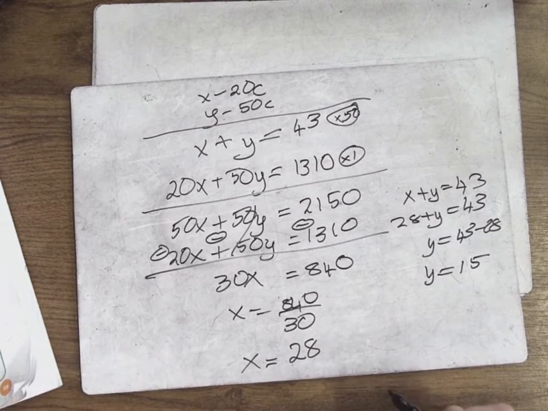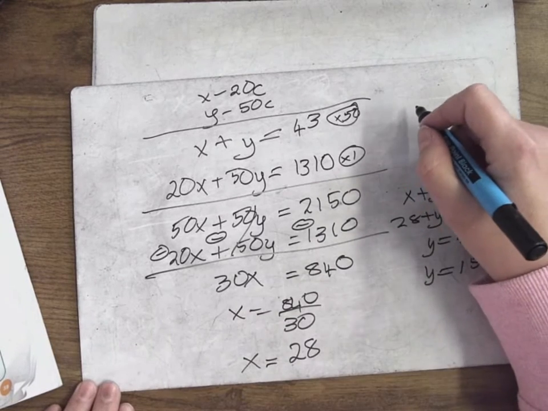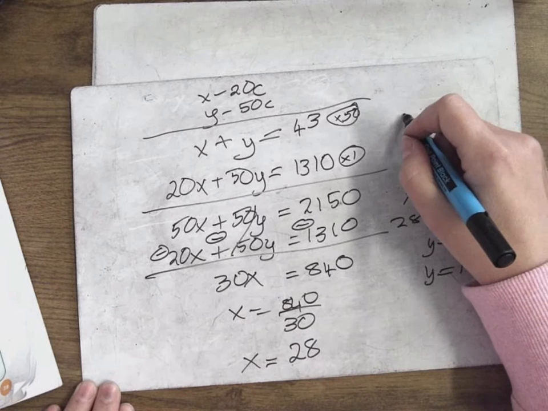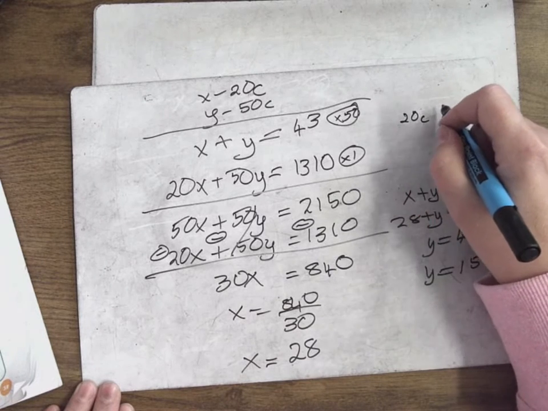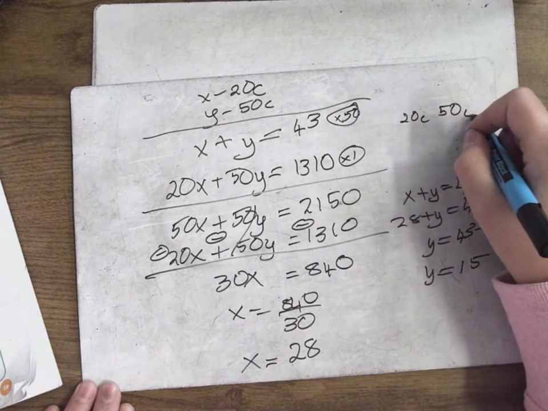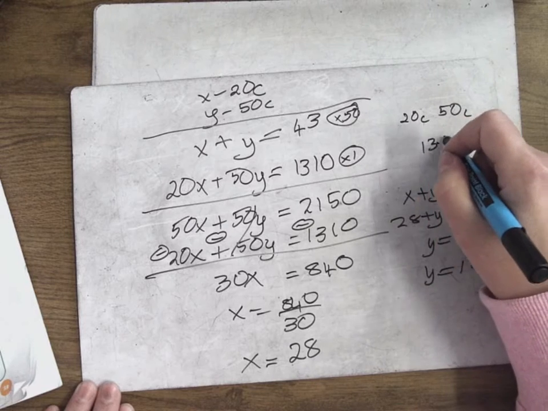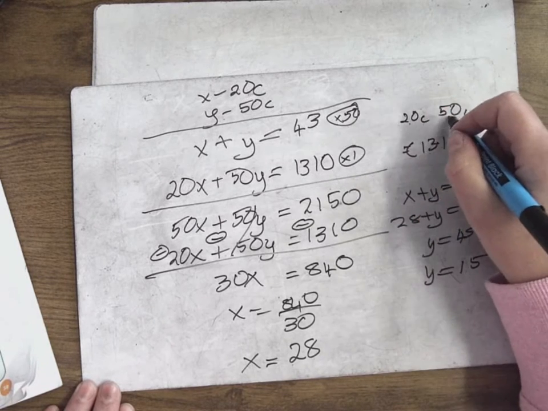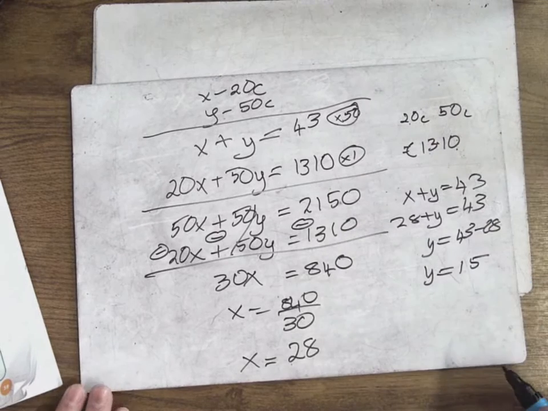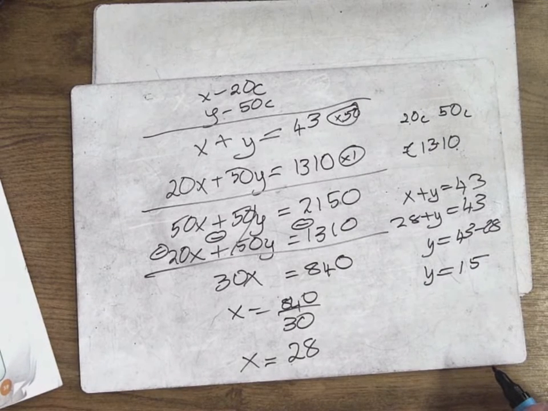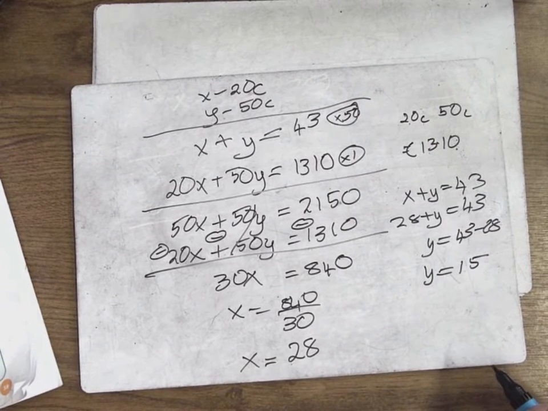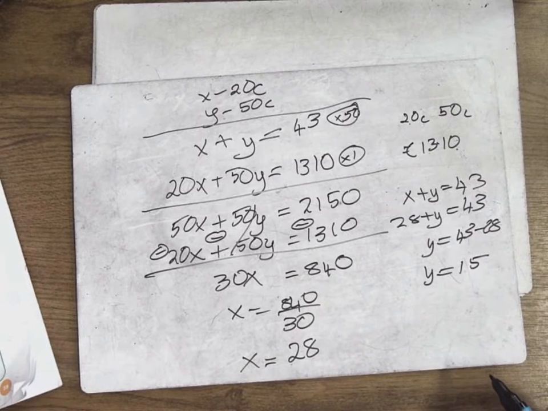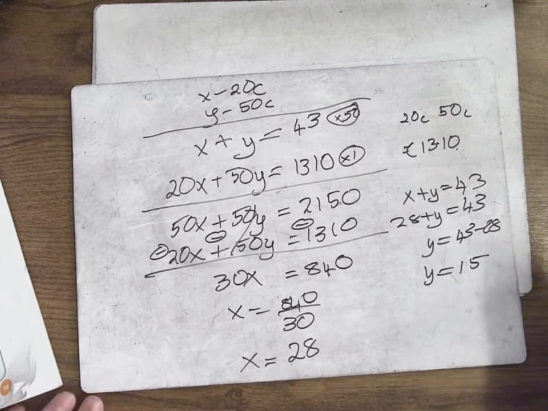Where did you get the 1,310? They said if you added up all the money from the 20 cents and the 50 cents, there was 13 euros and 10 cents there. But because this is in cent, I turned it into cent. So 1310 is 1,310 cent. Is that okay? Yeah. Right, any more questions for me?